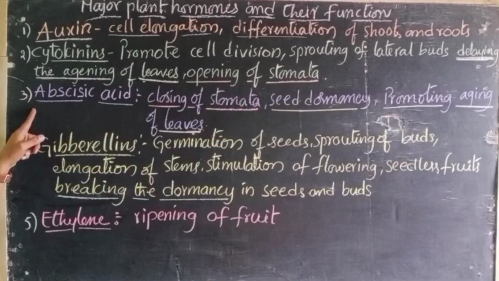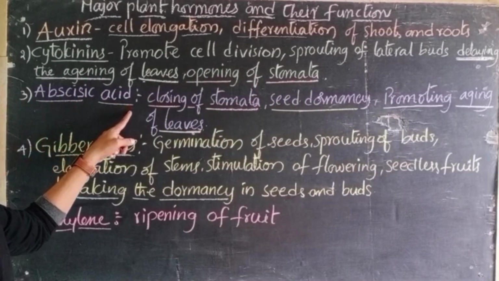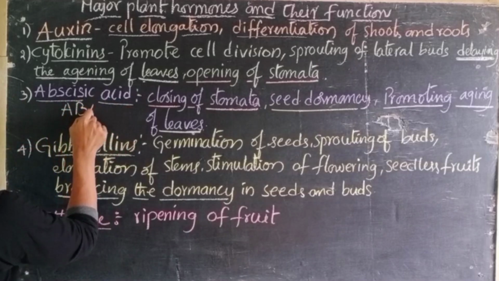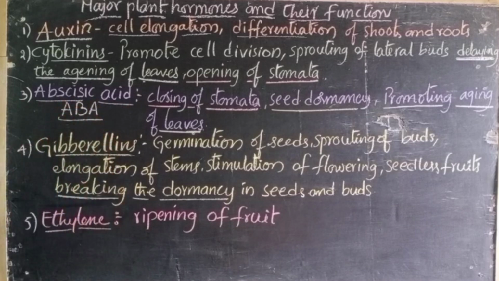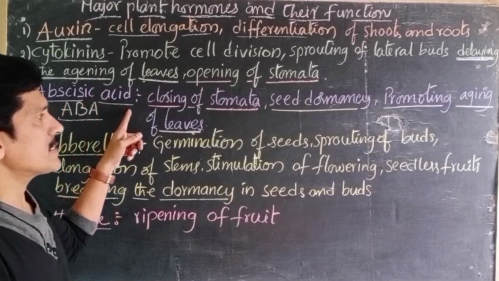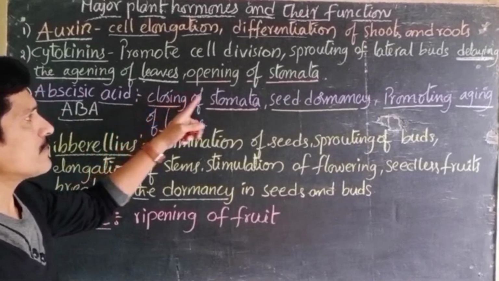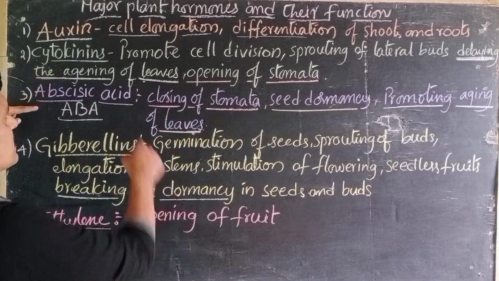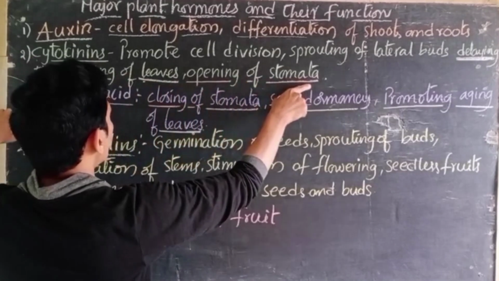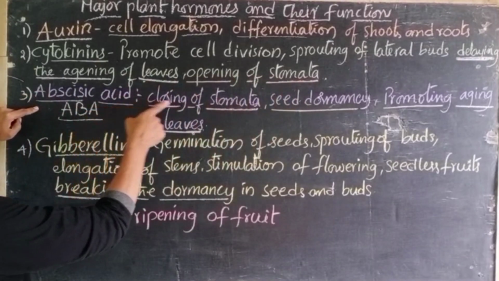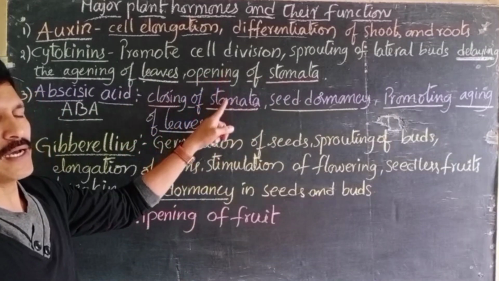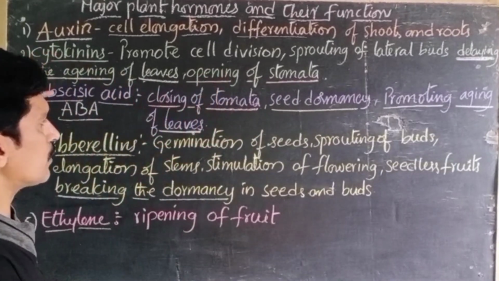Later, another important phytohormone is abscisic acid. Abscisic acid is usually called ABA, the short form of abscisic acid. This abscisic acid helps in the closing of stomata, in the sense that abscisic acid works quite against cytokinins, because cytokinins help in the opening of stomata, whereas abscisic acid helps in the closing of stomata. This means opening and closing of stomata is under the control of these two phytohormones.